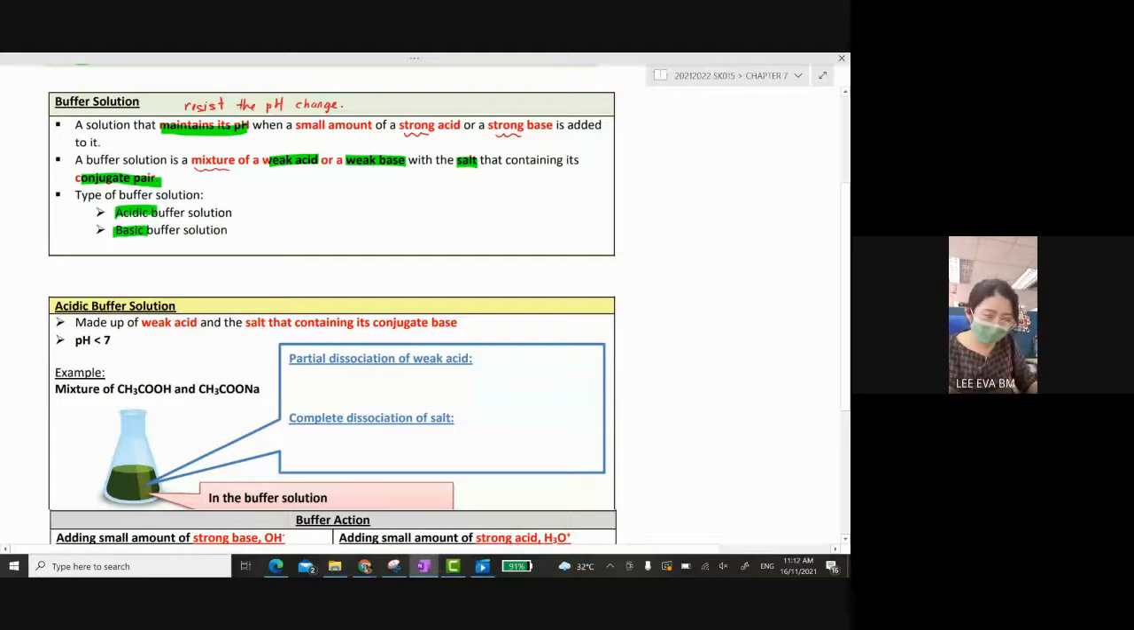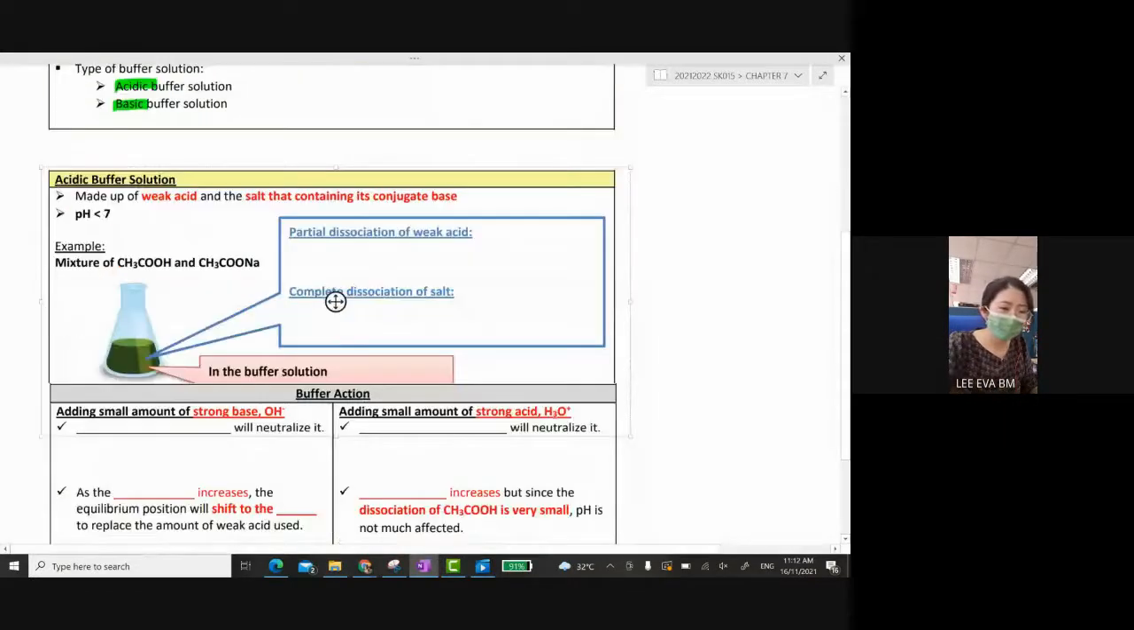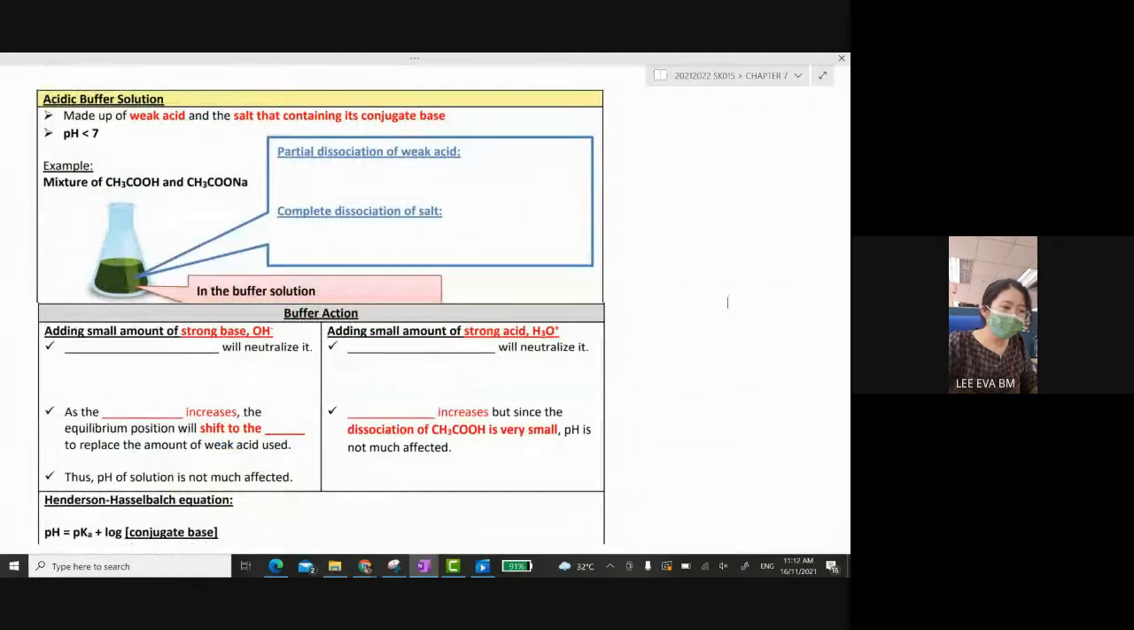So let's look at the first one, acidic buffer solution. In this acidic buffer solution, the word acidic itself shows you that it contains a weak acid. So ini adalah dia punya karakter yang pertama. Acidic buffer contains weak acid. And at the same time, it contains the salt that has the conjugate base. So macam confuse kan, madam, sekejap acid, sekejap base, apa yang kita nak maksudkan sebenarnya.